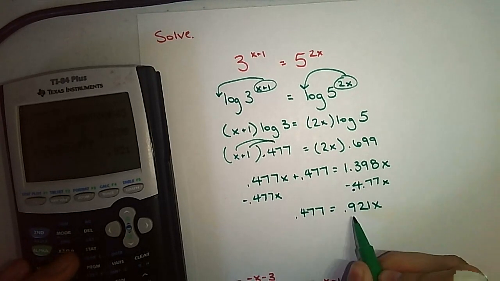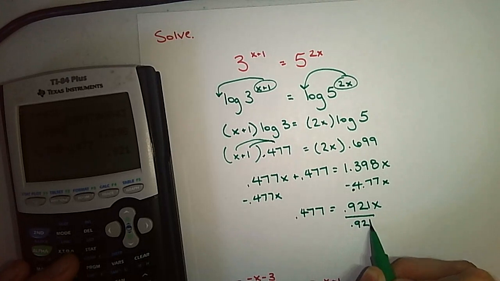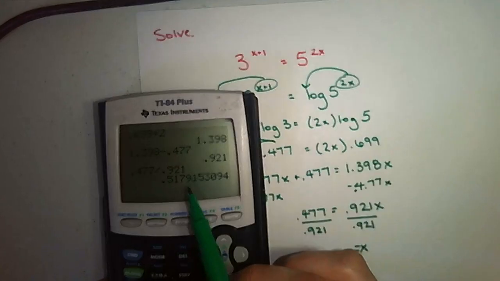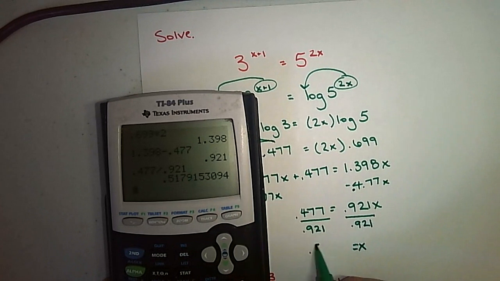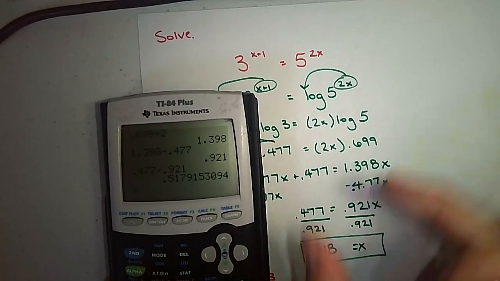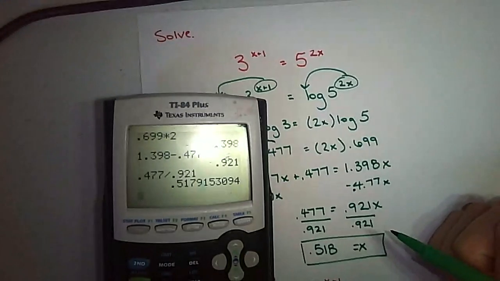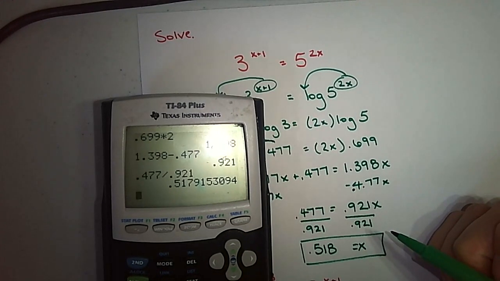And on my last step, I need to divide both sides by 0.921. And let's see, I want to round to 3 decimals, so this will be 0.518. And again, I could go ahead and plug those in, and it would give me 2 very, very similar expressions. All right, let's do one more.